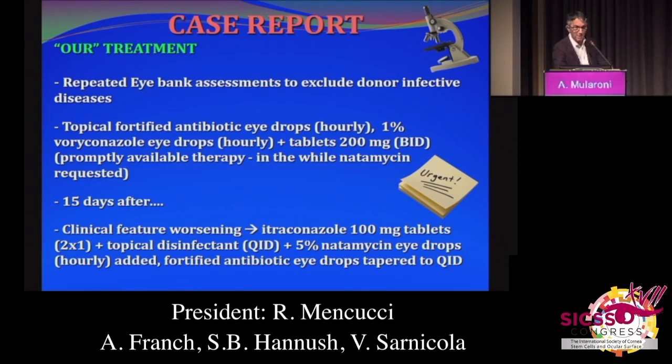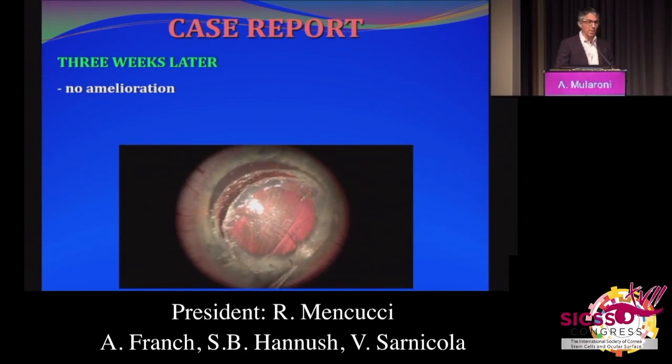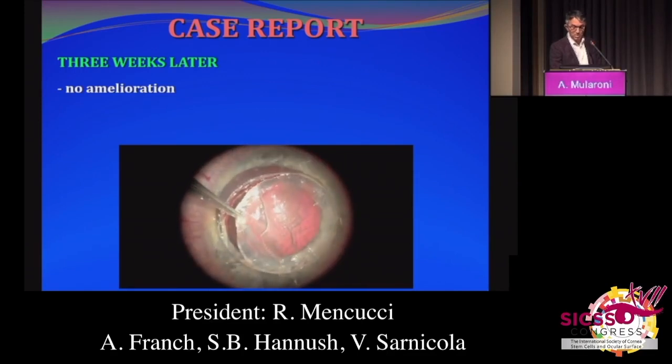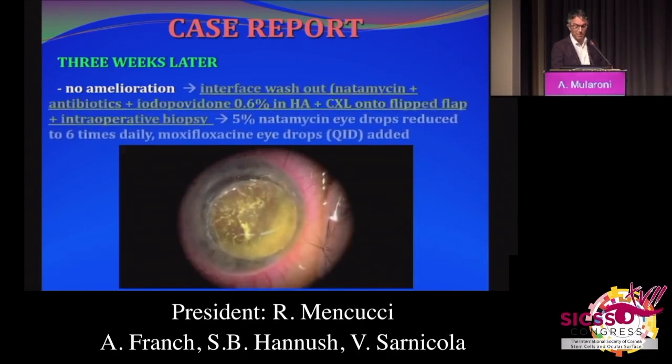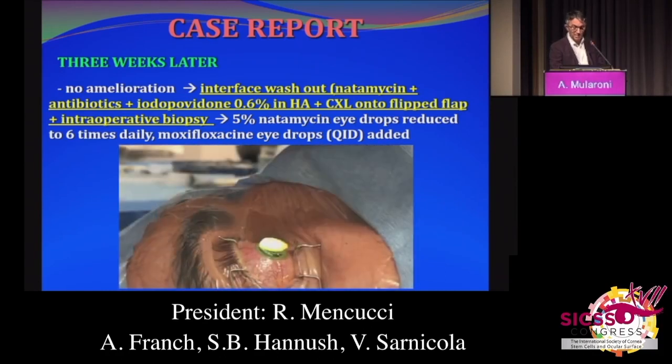So after 2 weeks, the clinical picture had deteriorated, and the patient did not tolerate voriconazole, generally speaking. So we moved to hydroconazole, a topical disinfectant, plus natamycin hourly added. And then 3 weeks after, there was no improvement. So we decided to perform a washing, and we were very worried about raising the flap because we knew that there had been a small perforation. So we washed with natamycin.